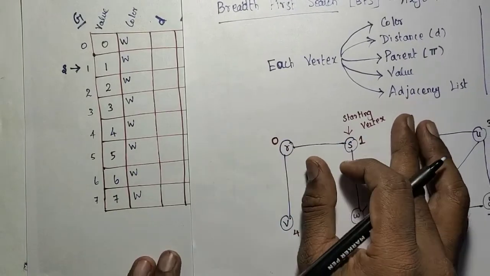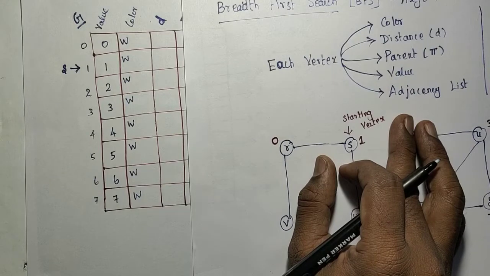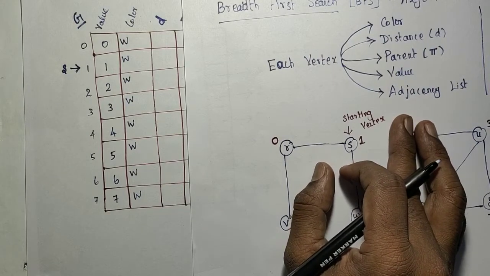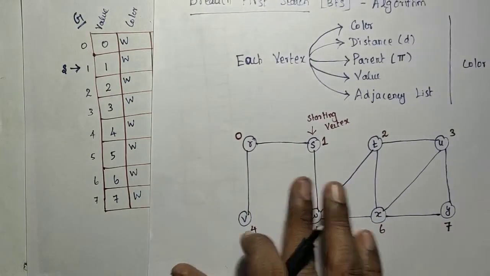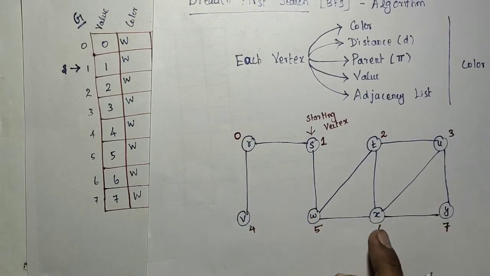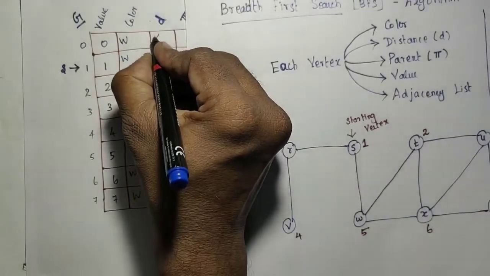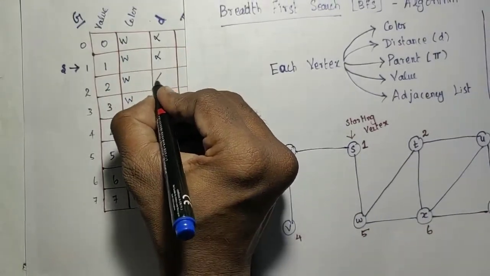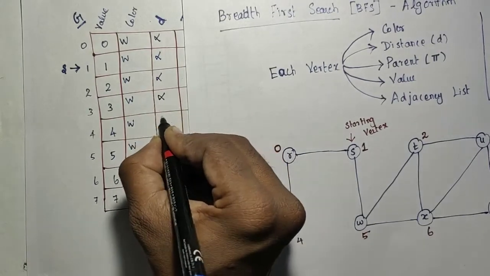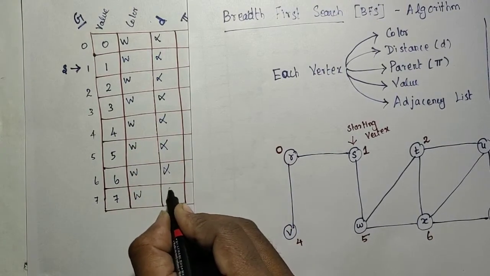The next one, distance. So far we have not found any distance from the starting node to all other nodes. The initial distance value will be infinity, because we have not yet found the shortest distance, so we assume that distance is infinity.